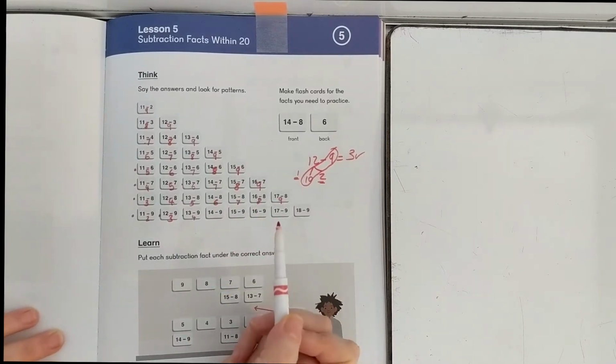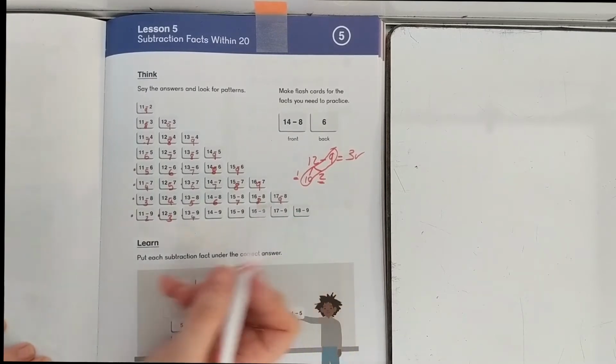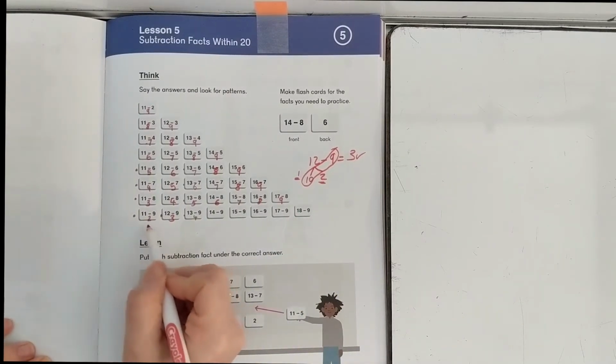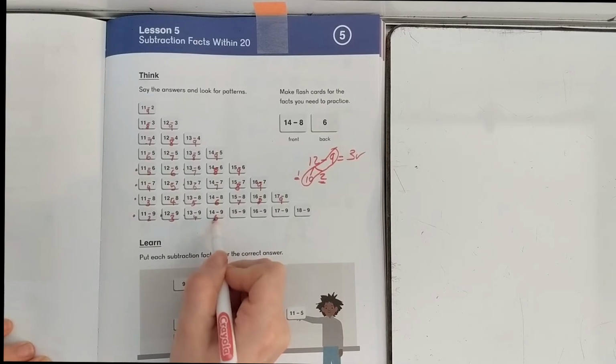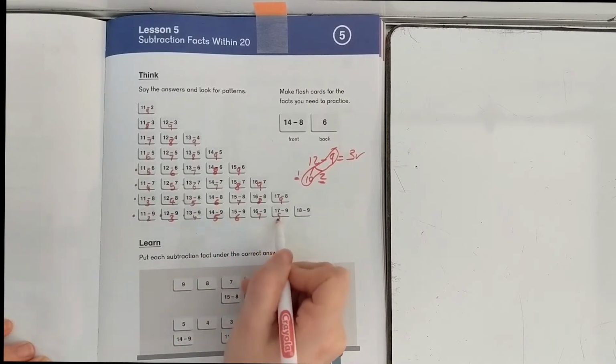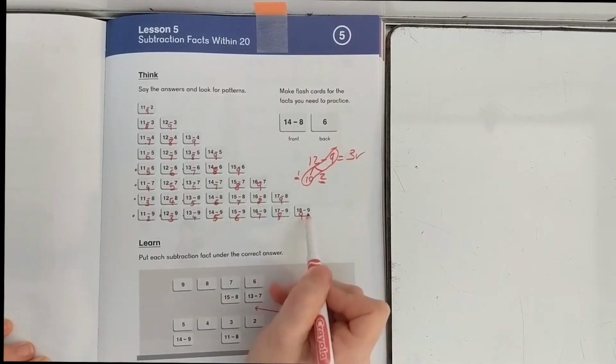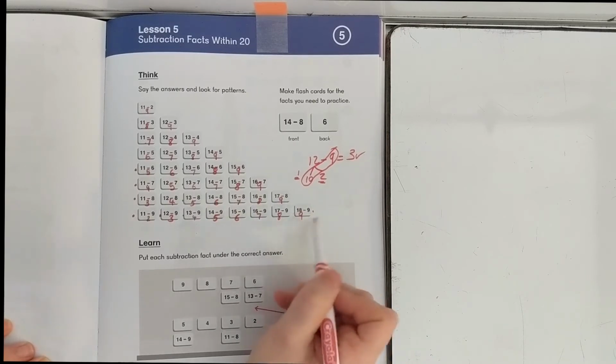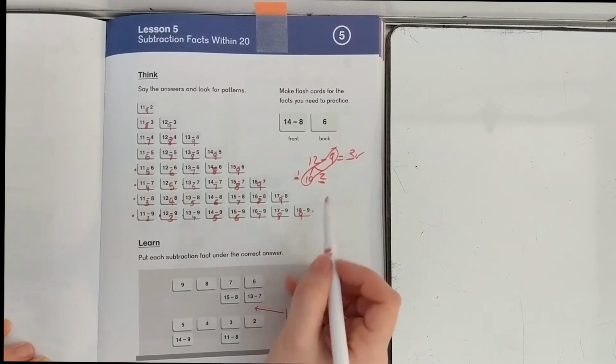Oh my gosh, this is so much easier when we know the pattern, right? Let's do the very last one. 2, 3, 4, 5, 6, 7, 8, 9. Now let's check one of these to see if we are on the right path. 18 minus 9.